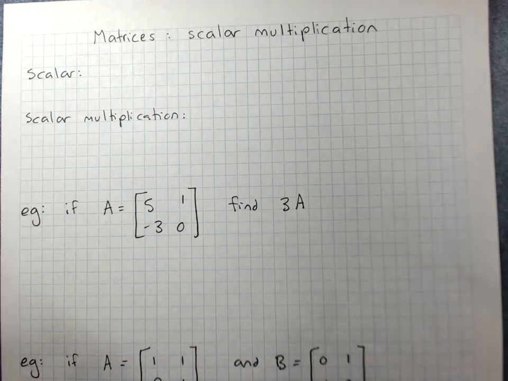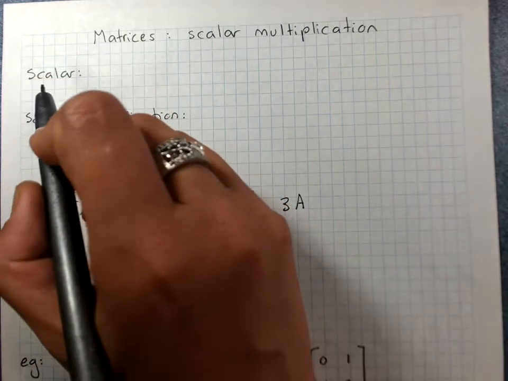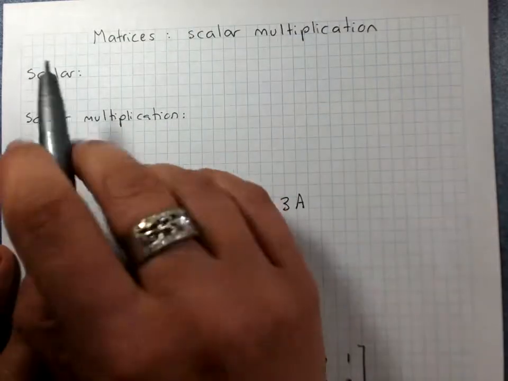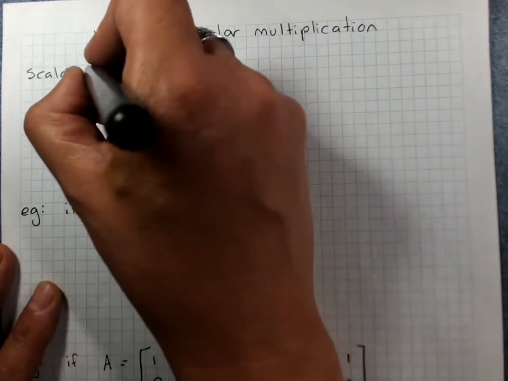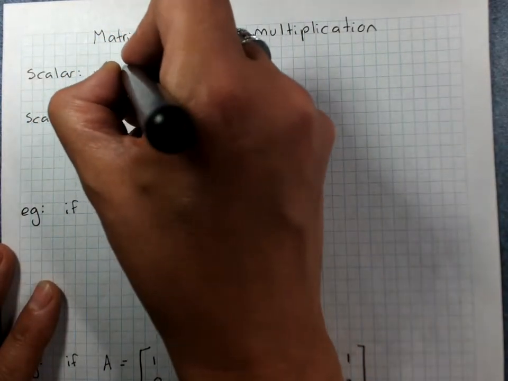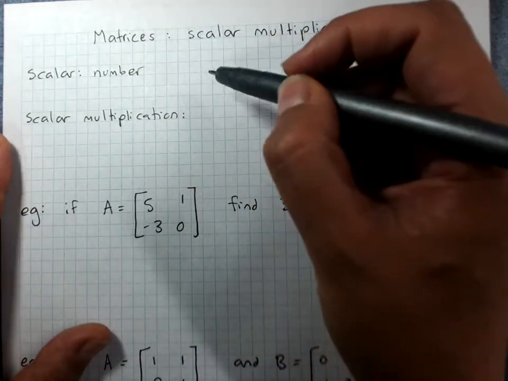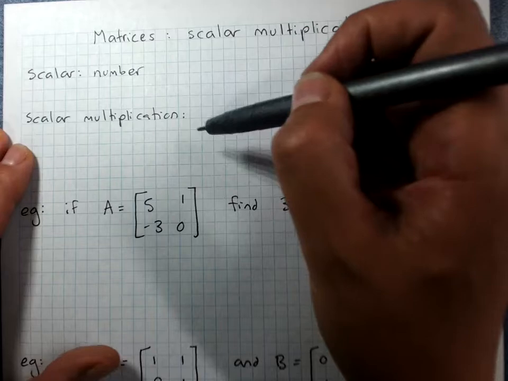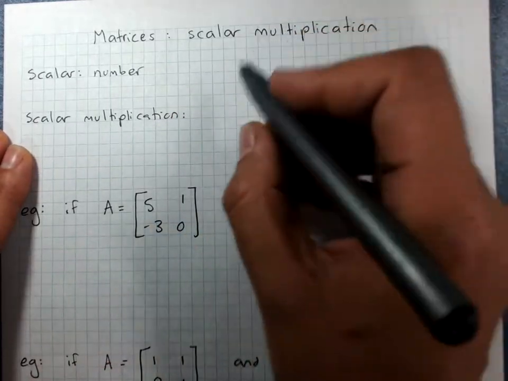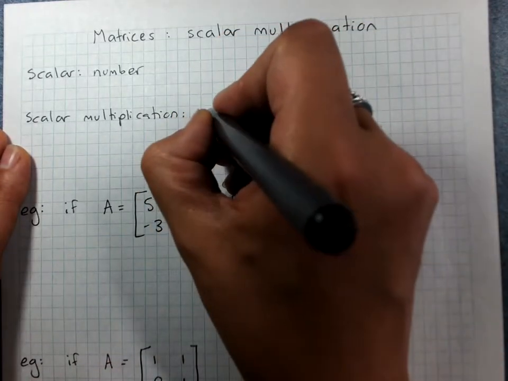Matrices, scalar multiplication. This sounds scary. It's not. A scalar is just a number. It can be a number, a whole number, a fraction, a decimal. Scalar multiplication is multiplying a matrix by a number.